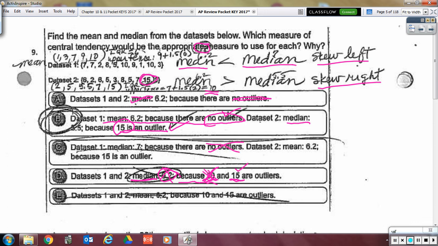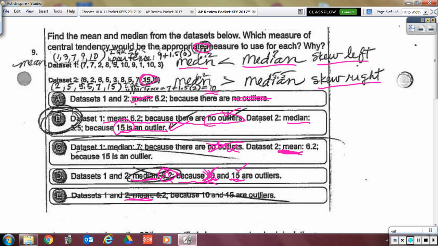This one says data set, oh wait, that's true. Oh, it switched it up. It says data set 2 you should use the mean. Anyway, so the other ones had problems. This one says also use the mean for both of them, and that's bad.